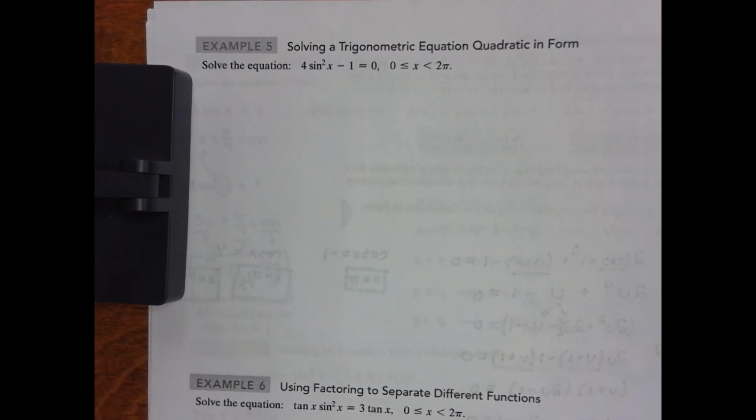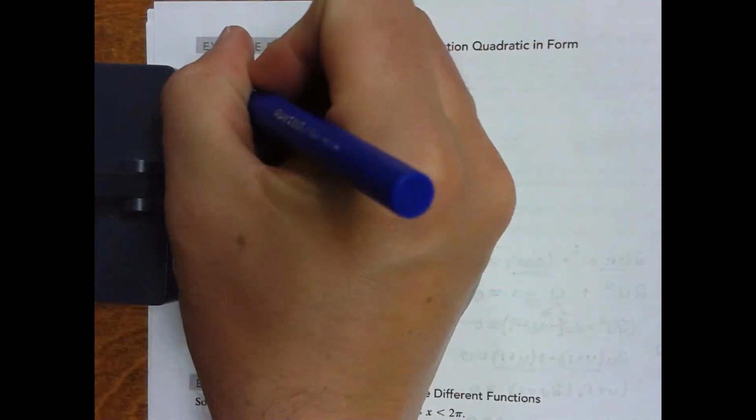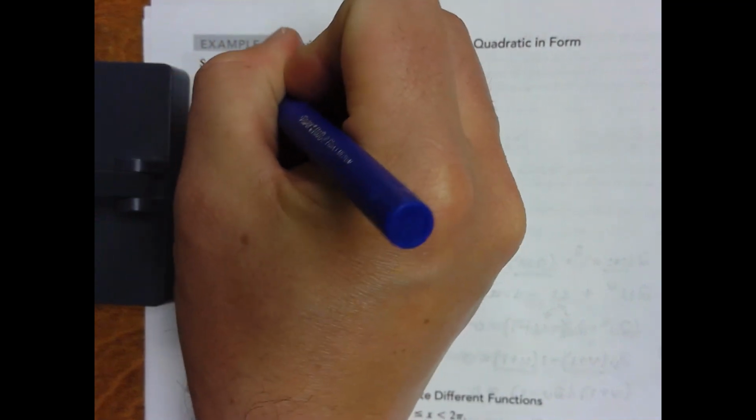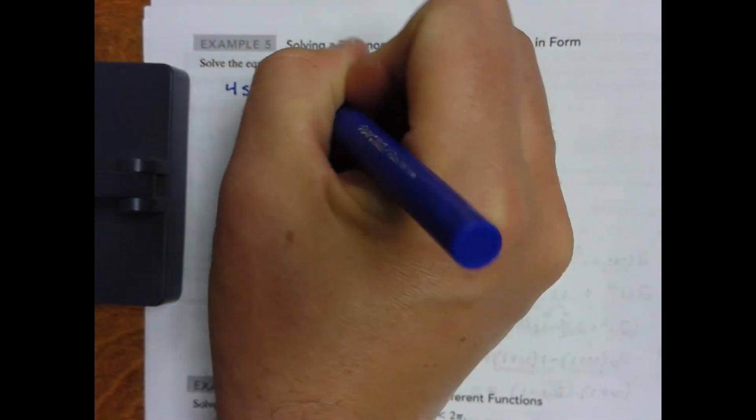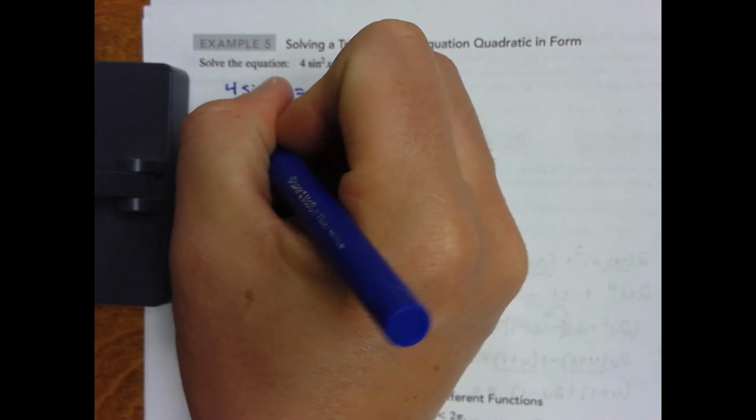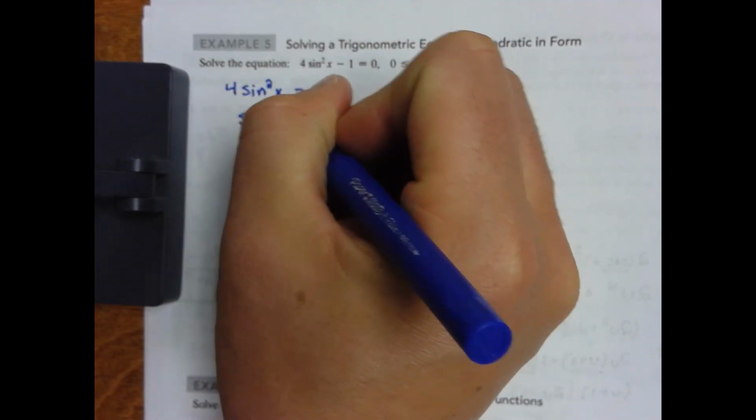Since we just have the sine squared and no other trig functions, I'm going to first work to isolate that sine squared. So I'm going to add 1 to both sides, making it 4 sine squared of x equals 1. And then I'm going to divide both sides by 4, making it sine squared of x equals 1/4.